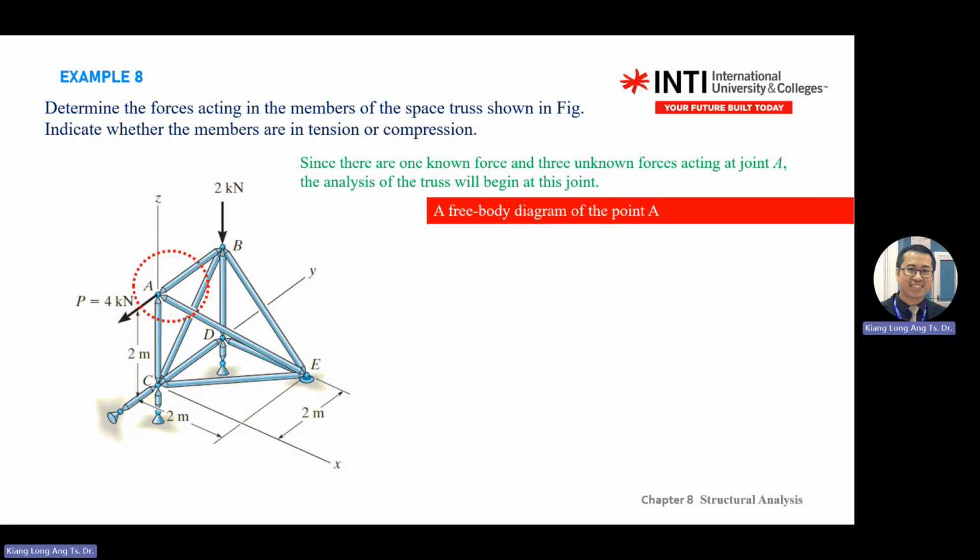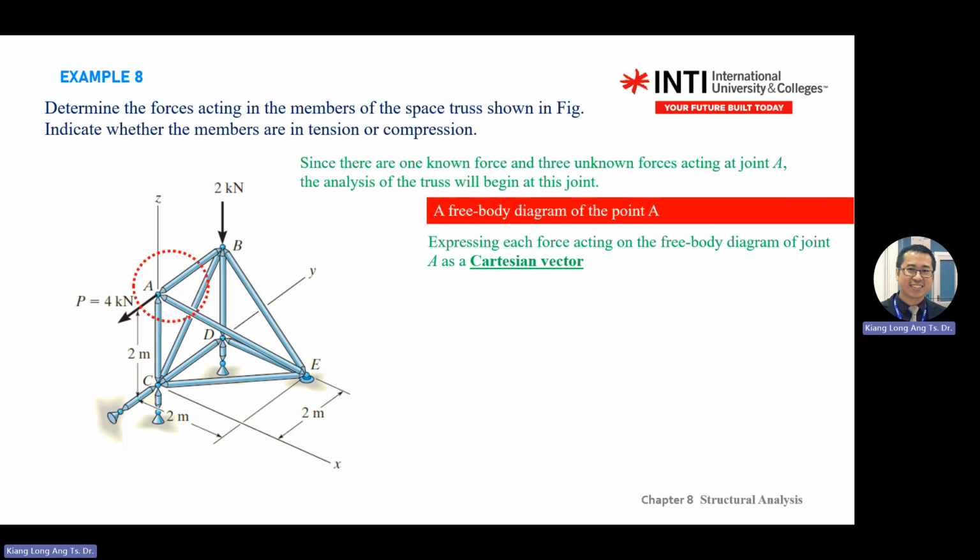Okay, so how do you draw the free body diagram at point A? You focus on point A, and there are three members here, so you draw the directions. AB is the y direction. AC is the negative z direction. AE is diagonal, 2 meters in x and 2 meters in y. Remember the origin is at C and not at A, so they will have directions.